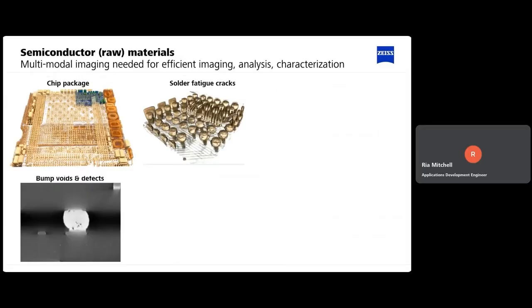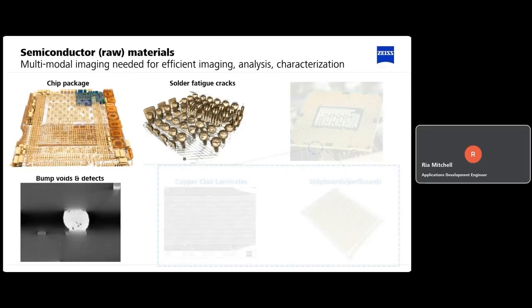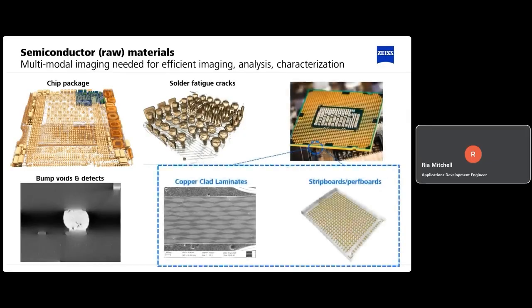So that's insulation materials. I now want to move on to talking briefly about some semiconductor raw materials. So I'm sure most of you are familiar with some of the 3D imaging that's been used to look at PCBs, to look at chip packages, to look at things like solder fatigue cracks, and to look at bump voids and defects. But what I'm mostly interested in here is the materials that those boards and those chip packages are made out of. So I'm going to focus on copper clad laminates and perf boards, which is a type of strip board.